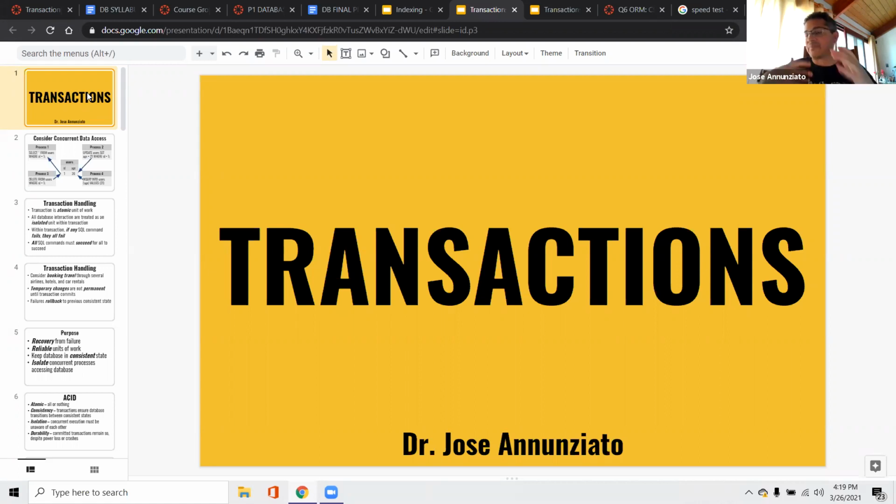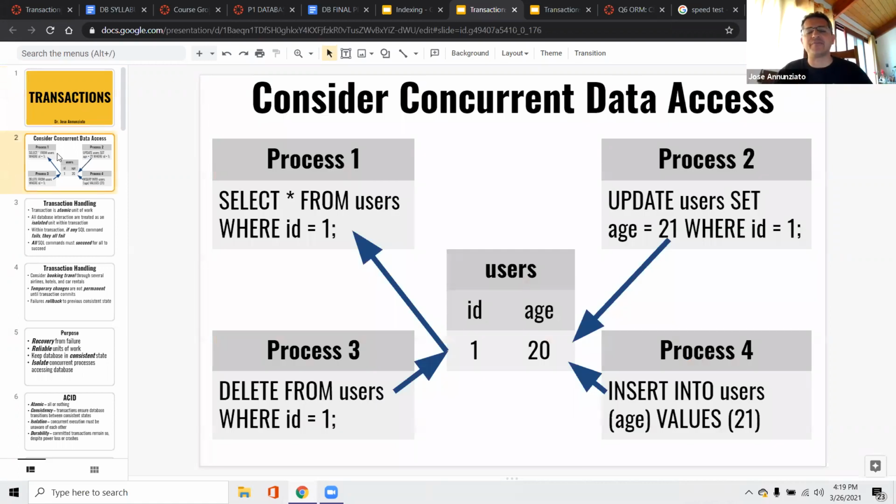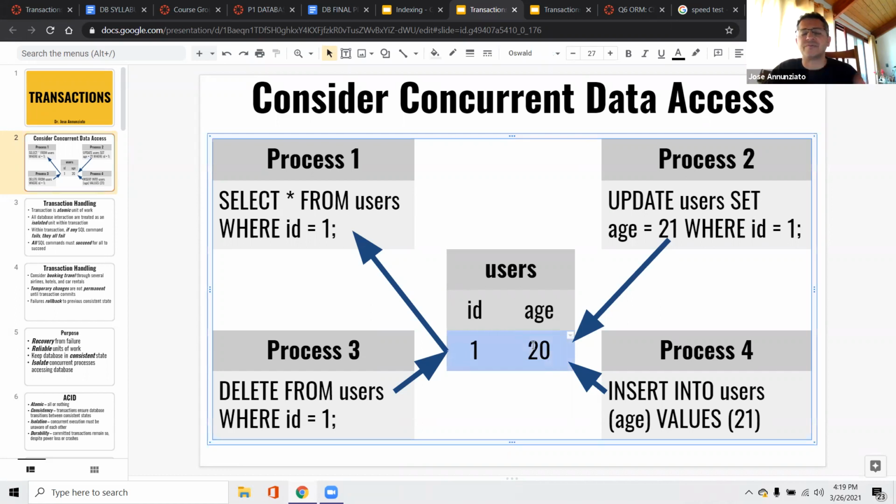So how do you reconcile folks that are trying to manipulate the database at the same time? Here's an example where you have multiple processes running simultaneously, trying to determine whether this user has a specific age or not. Some of them are trying to read the data, some of them are trying to update the data, others are trying to remove the data, or somebody is trying to insert records in there. So how do you reconcile everybody trying to manipulate the same piece of data?